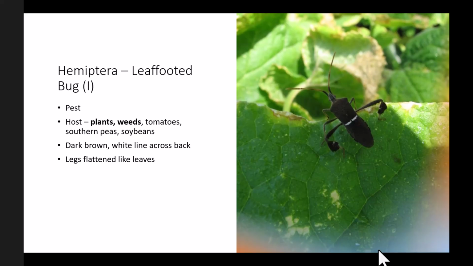The specimen for the contest, the picture that you were given, is the species that is dark brown and has a white line across its back. But there are other species, all of them have that flattened hind leg though.